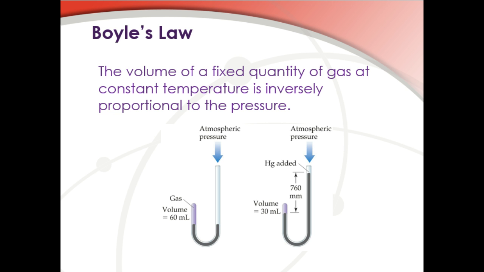Boyle's law is defined as the volume of a fixed quantity of gas at a constant temperature is inversely proportional to the pressure. Now, what does that mean? That means as volume increases, pressure decreases, or the more easily viewed is vice versa. As pressure increases, volume decreases. Which you can imagine, right?